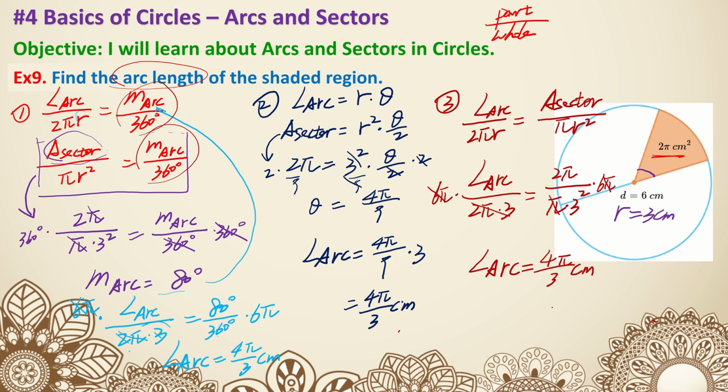So that is the third method. The first method is using the angle and actually finding the angle. The second method is using radians. And the third method is just directly finding the connection between the arc length and the sector area.